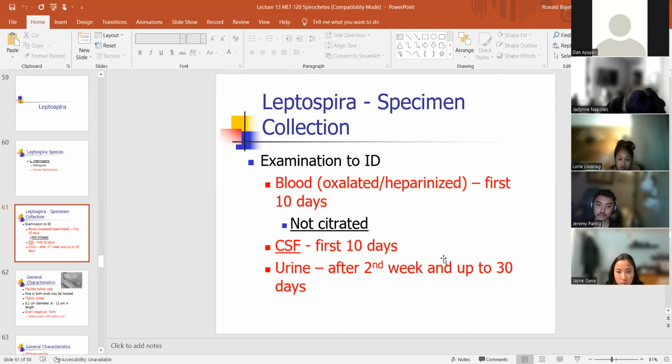So, and there are time periods where blood specimen is the best, or CSF specimen is the best, or urine specimen is the best. If it's the first 10 days or first week, the specimen of choice would be blood and CSF. If it's after 7 days or 10 days, then the specimen of choice would be urine, okay? So the first 10 days is blood, first 10 days is CSF. After the second week and up to 30 days, the specimen of choice is urine. This you'll definitely be asked on a test. When is the specimen of choice?